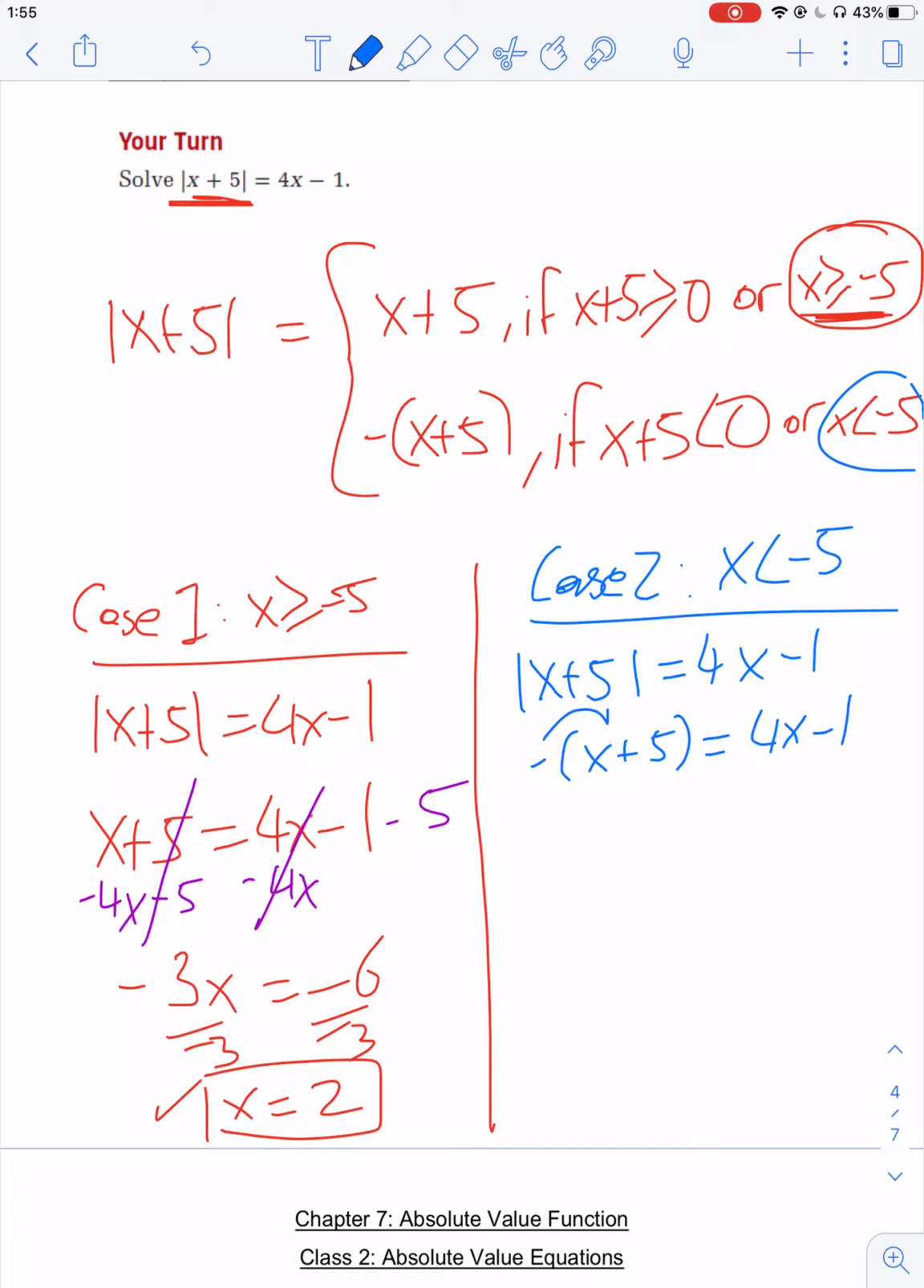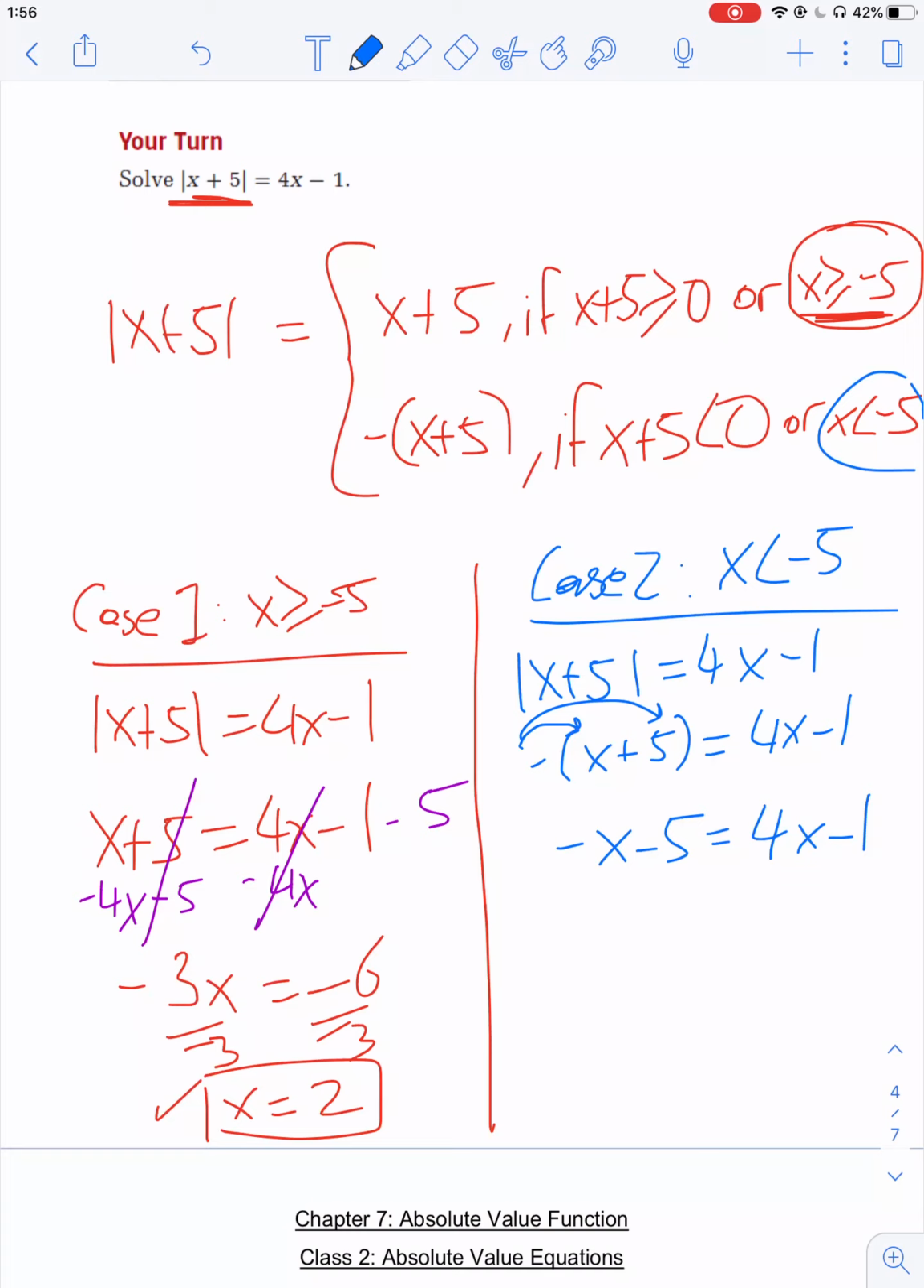Again, you have the option to distribute the minus sign and then simplify, or you could just divide by minus 1. Last time I divided by minus 1, this time I'm just going to distribute, just to show you two ways of doing it. So this becomes minus x minus 5 equals 4x minus 1. What you could do is solve for x. Again, there are many ways of doing it. You could either move all your variables to the left and numbers to the right, or the other way around. However you want to do it.